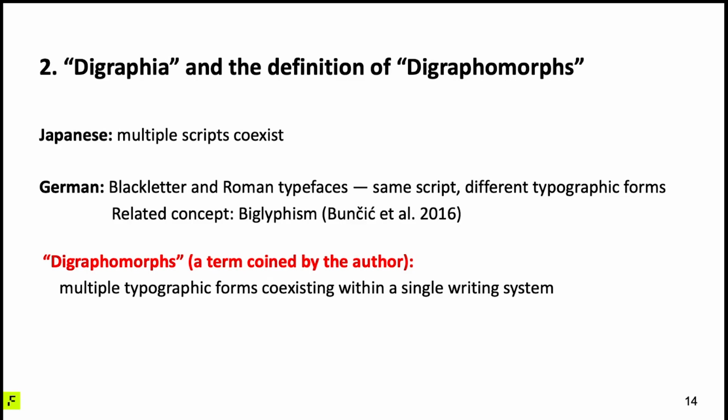Scholars such as Lucic have pointed to this terminological inconsistency and proposed more precise classifications, including the concept of prefixes. In this presentation, I use the term digraphomorphism as an analytical concept to refer to multiple typographic forms coexisting within a single writing system, and to examine the semiotic functions they carry.